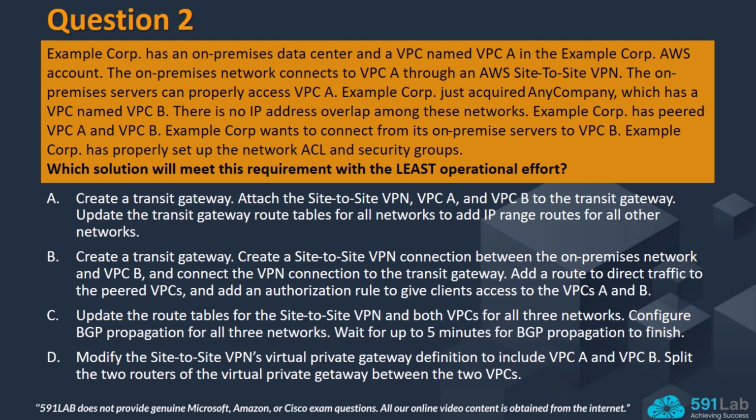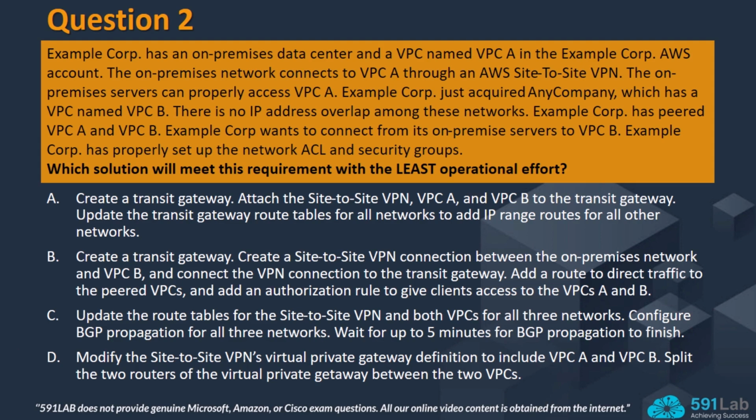Option D. Modify the site-to-site VPN's virtual private gateway definition to include VPC A and VPC B. Split the two routers of the virtual private gateway between the two VPCs. Modifying the site-to-site VPN's virtual private gateway definition to include VPC A and VPC B and splitting the two routers of the virtual private gateway between the two VPCs will not meet the requirement with the least operational effort. So this is also not correct.